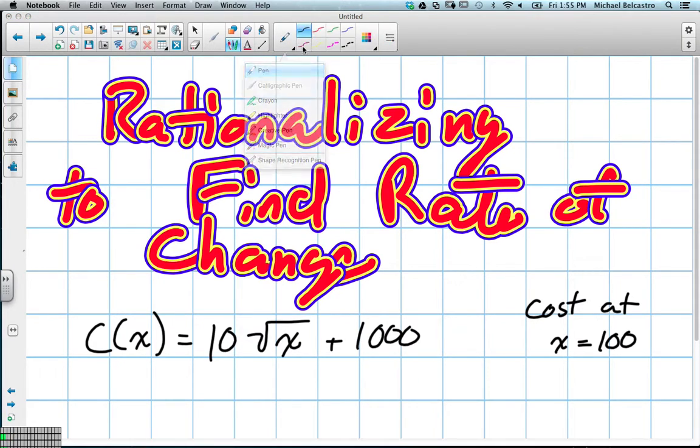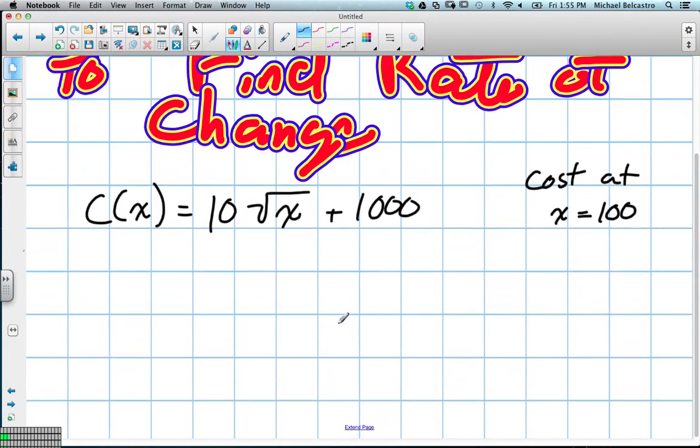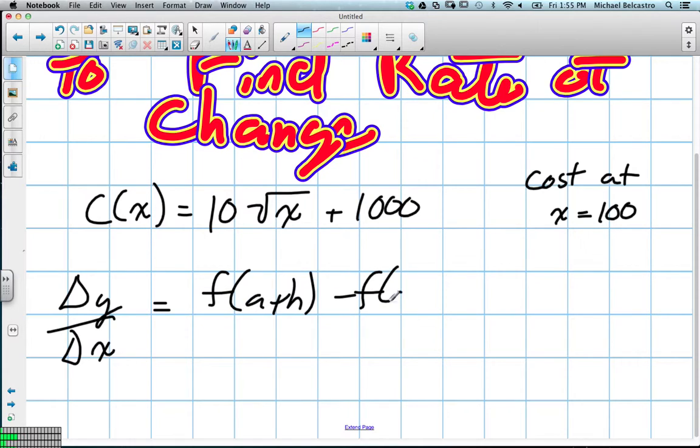Because we're looking for an instantaneous rate of change again, we're using that same function we had before, the change in y over the change in x, which is equal to f at a plus h minus f at a, all over h. So we're going to be finding the limit as h approaches 0, an instantaneous rate of change. In order to find f at a, we have to plug 100 into this.